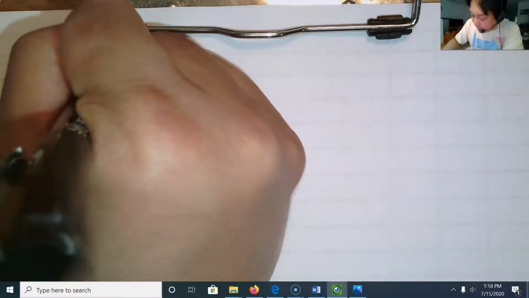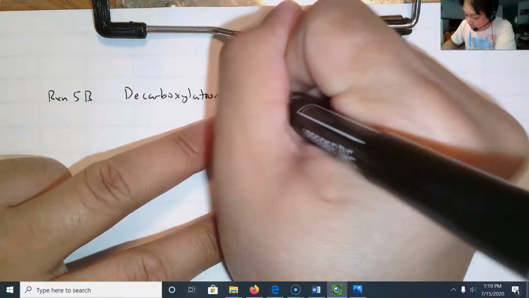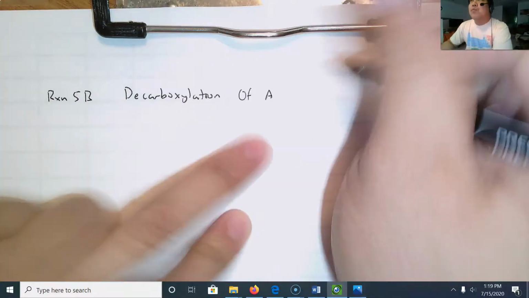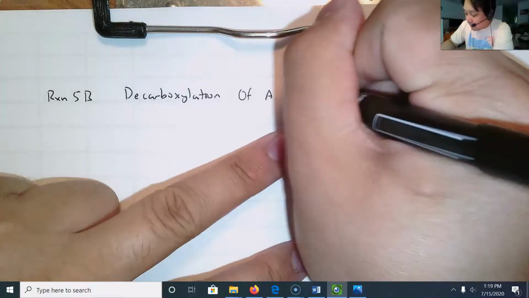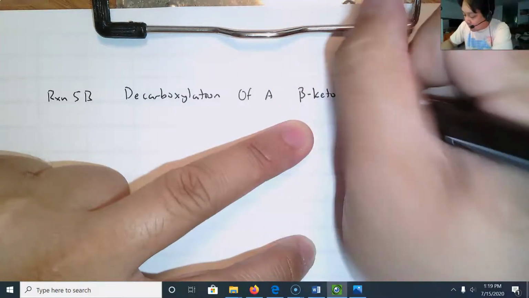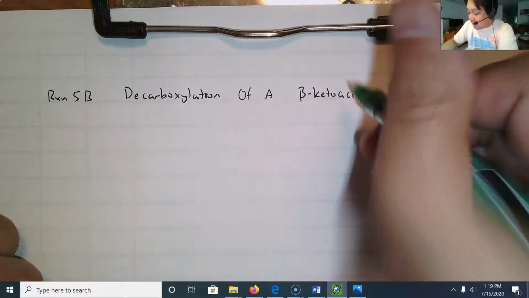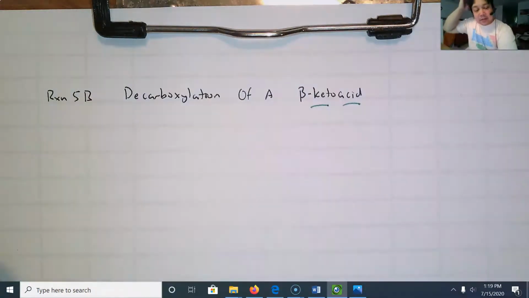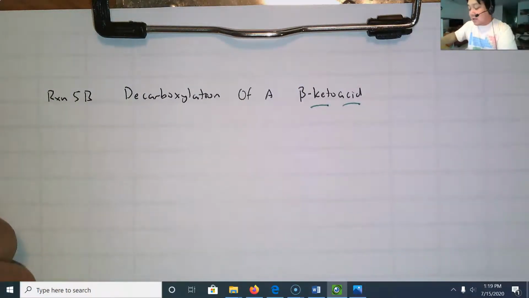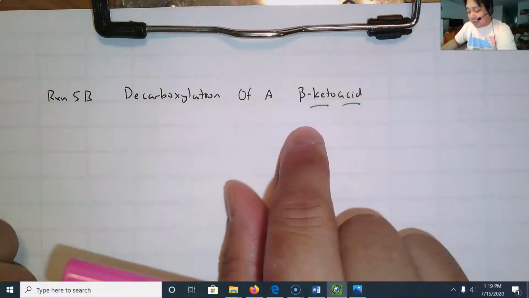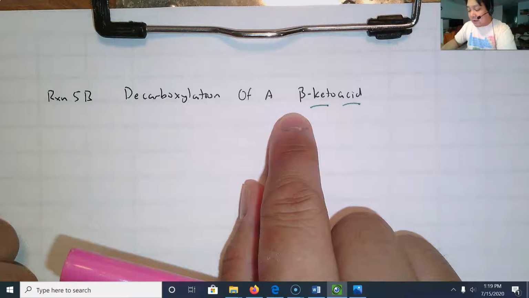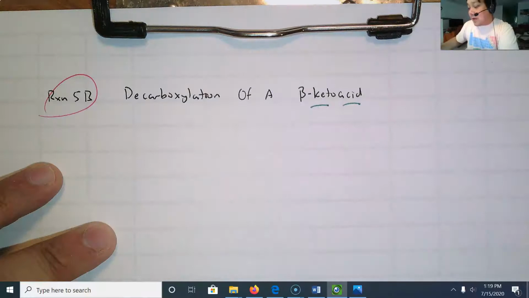Reaction 5B, decarboxylation of a beta-ketoacid. We're going to have a carboxylic acid part, and the keto really is a name for a carbonyl. Therefore, there's going to be a carbonyl group, beta, relative to the carboxylic acid. Let me show you that.